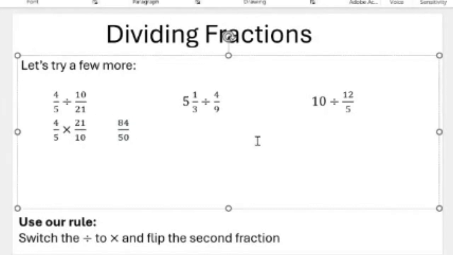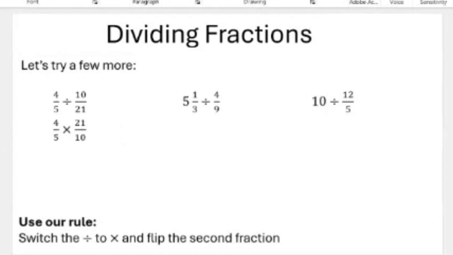What else? What's going to cancel out? I would suggest that on this one, it's probably worth looking for the reducing first. Especially since you have a very obvious one there, 4 and 10 are both even, so they can both be divided by 2. So I do it. 4 divided by 2 is 2, 10 divided by 2 is 5. Reduce that fraction.